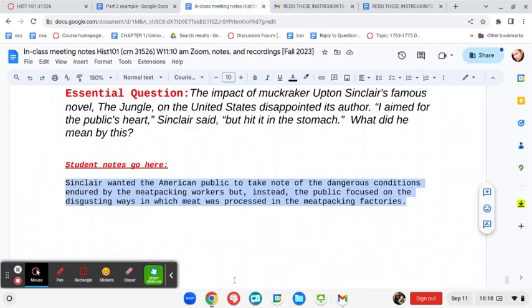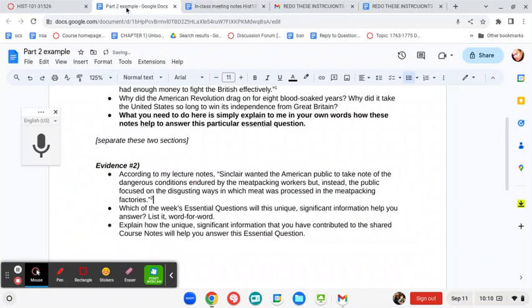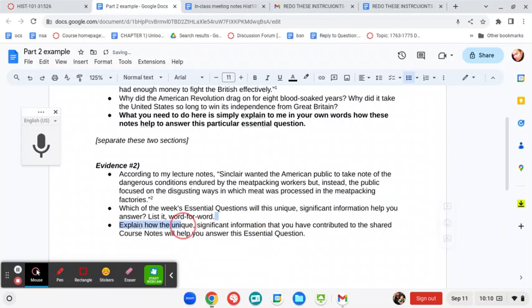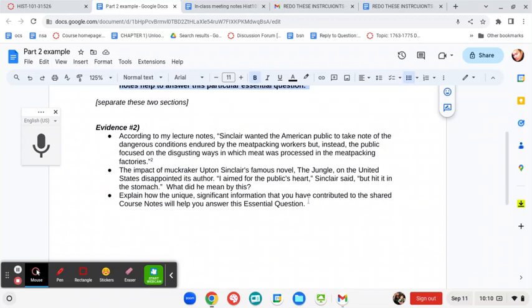Make sure you highlight for me which essential question these notes are addressing. So you want to put the essential question in there, word for word. That's it. And same thing here. Explain to me why these notes matter. Why are they significant? And again, let me emphasize here: the point is not busy work. It's not just to accumulate some points.